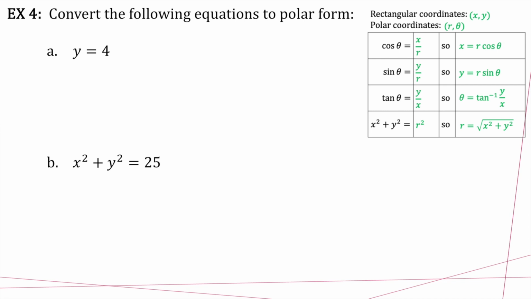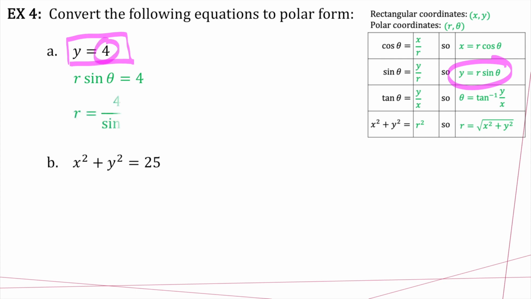Now let's move into equations. Convert the following equation to polar form. Well, we have this line, y equals 4. What would that look like in polar form? We know that y equals r sine theta, which equals 4. So r sine theta equals 4, or r equals 4 over sine theta. If you want to clean that up a little bit, 4 cosecant theta.